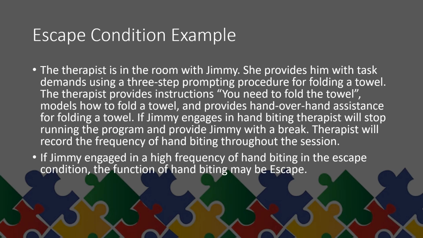In this example, the therapist is in the room with Jimmy. She provides him with task demands using a three-step prompting procedure for folding a towel. The therapist provides instructions, "You need to fold the towel," models how to fold a towel, and provides hand-over-hand assistance for folding a towel. If Jimmy engages in hand biting, the therapist will stop running the program and provide Jimmy with a break. The therapist will record frequency of hand biting throughout the session. If Jimmy engages in a high frequency of hand biting in the escape condition, the function of hand biting may be escape.